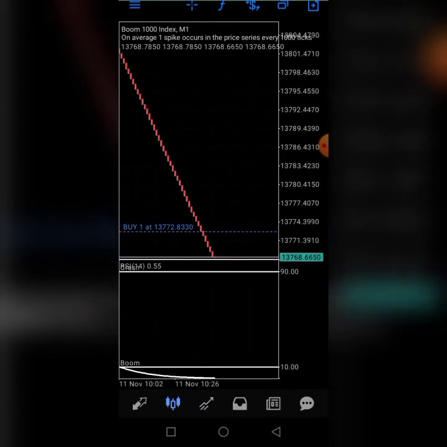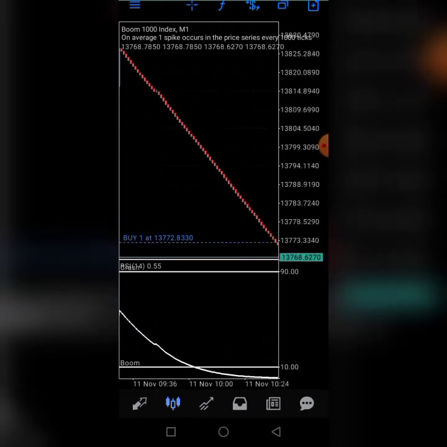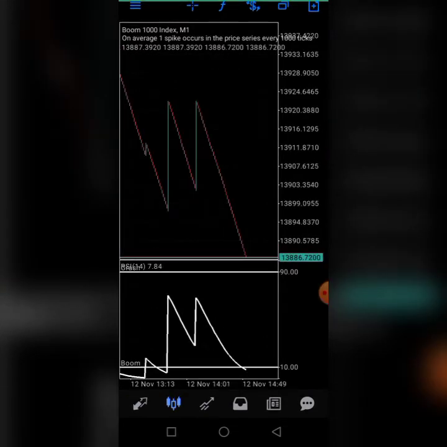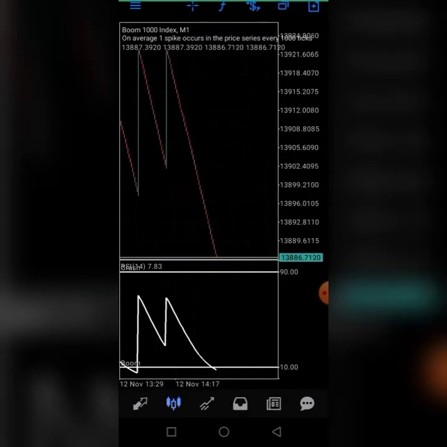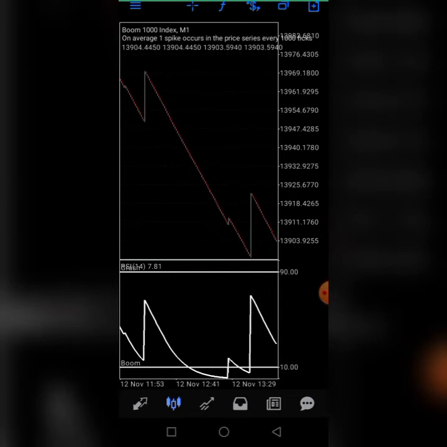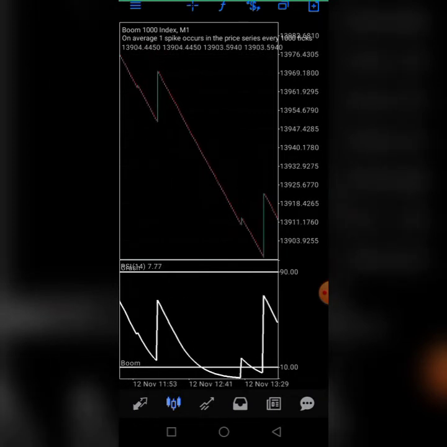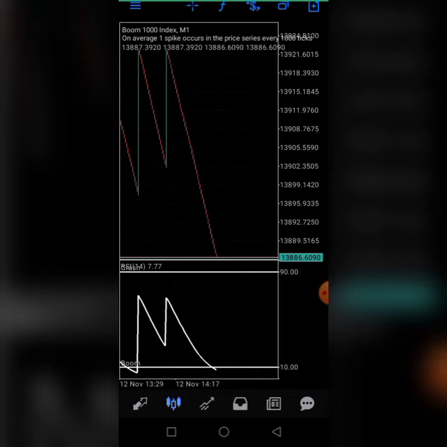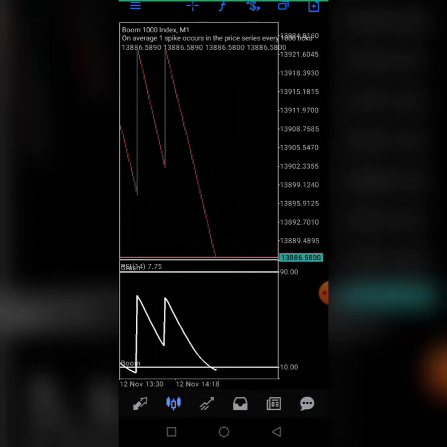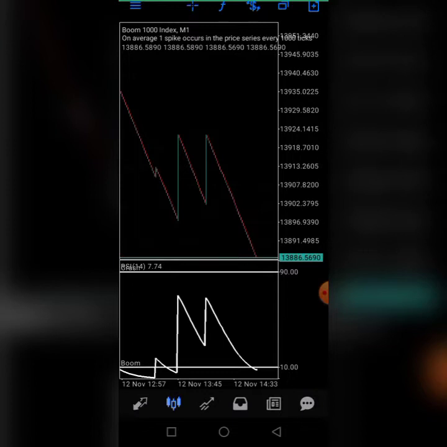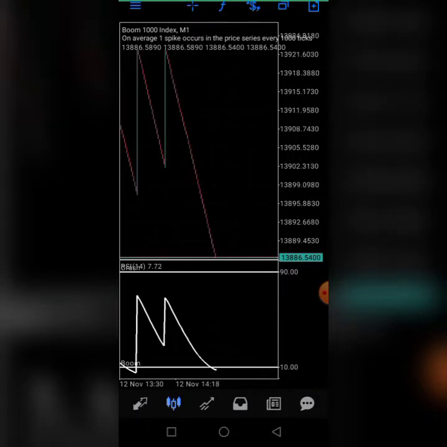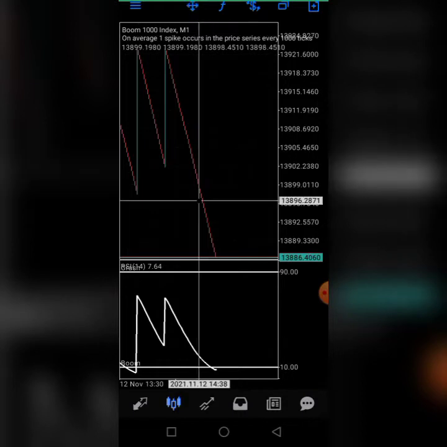Trust me guys, this strategy is very simple. Before we go deep into this, I need you to understand that it is very simple and very effective. How does it work? For boom 1000, as soon as you set your indicator, remember, you are supposed to be patient with this market. You are not supposed to chase the market. So you allow your price to come to level 10.